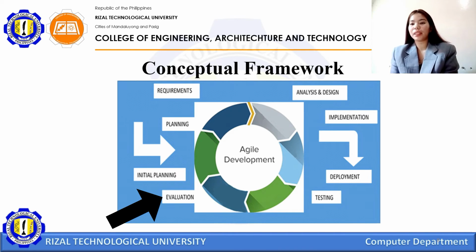Phase 7, evaluation. In this phase, the system needs to be evaluated before the final agile procedure. The evaluation will be conducted by the researchers to make sure that all functions and features are seamlessly working.